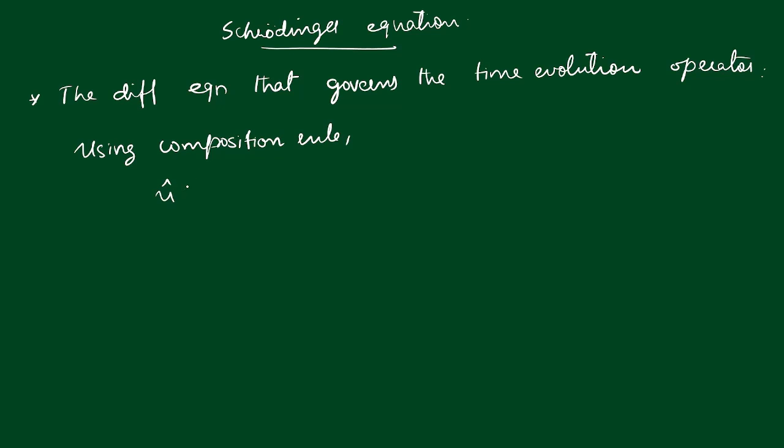Imagine you have U of t plus dt comma t0, right. This is an operator that takes from t0 to t plus dt, okay. It is the time evolution operator that takes us from t0 to t plus dt. So we can write it like this: U of t plus dt comma t, right, multiplied by U of t comma t0, okay. This necessarily needn't be infinitesimal, all right.